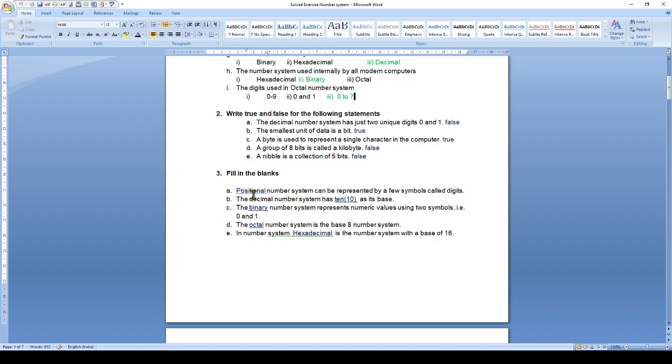But in case of positional number system, we have a fixed set of symbols dependent on the base of the number system. Like in decimal number system, we have 10 symbols. Next, the decimal number system has dash as its base. It has 10 as its base. As there are 10 symbols, the base of the decimal number system is 10.